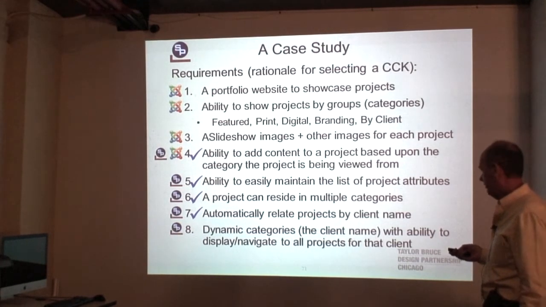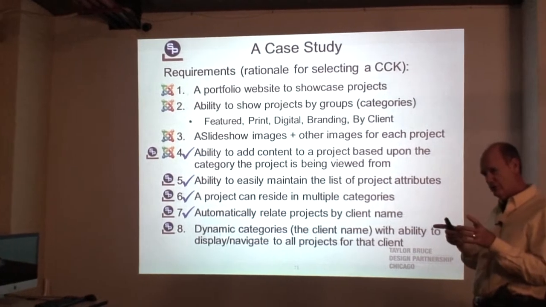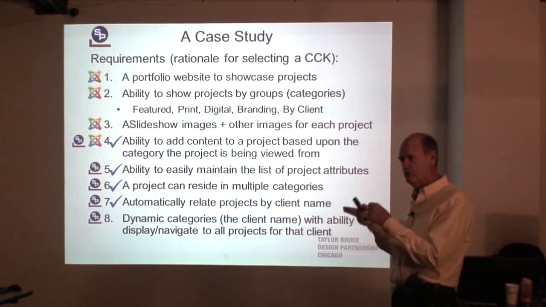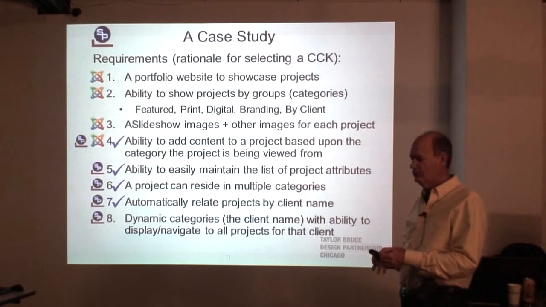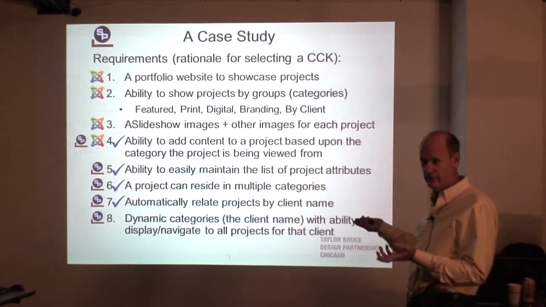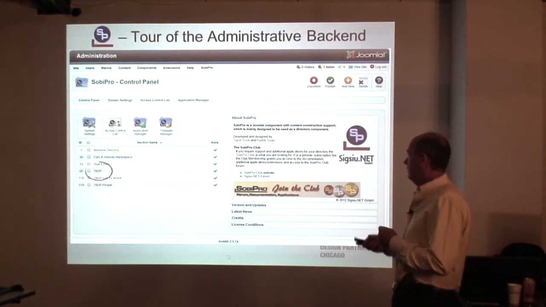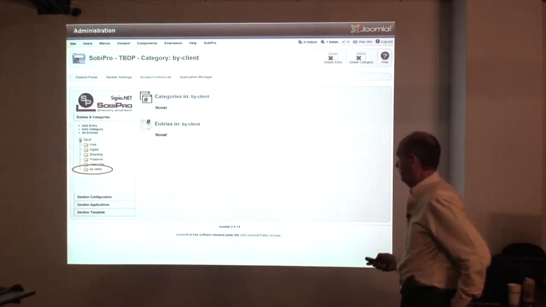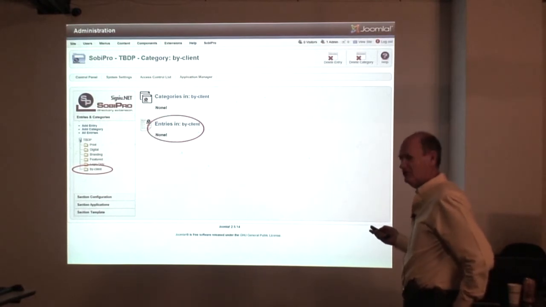The last requirement, which I didn't realize I needed, was where I have, if you remember, all the logos of the clients, and I press on a logo, and then I go to all the projects for that client. So it's like all the projects for featured or all the projects for digital, but it's a dynamic category because I don't really have a category called, for example, Ventus. And so let me show you a little bit about what that looks like. So within my TBDP section, the by client category really has no entries. So no magic here.